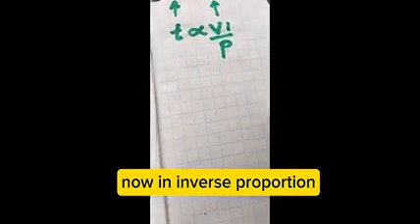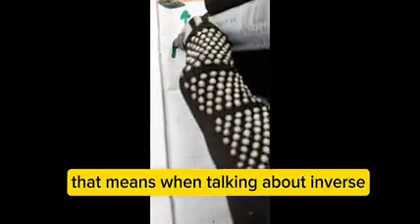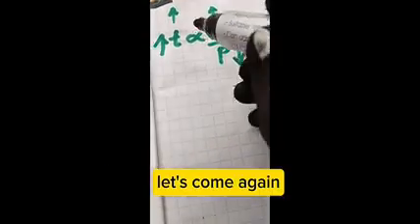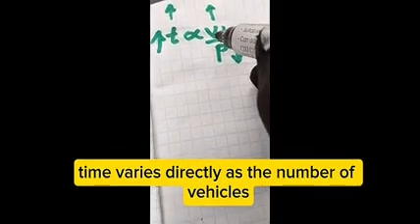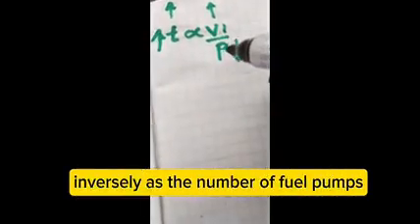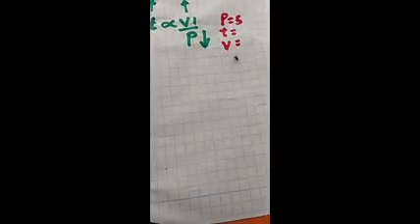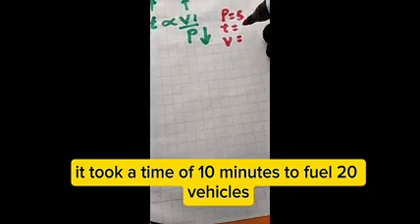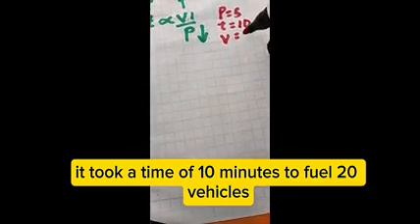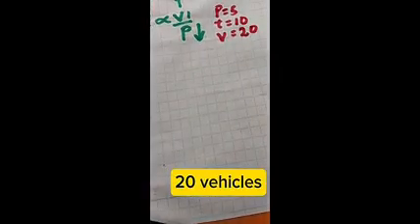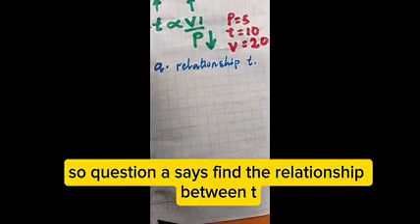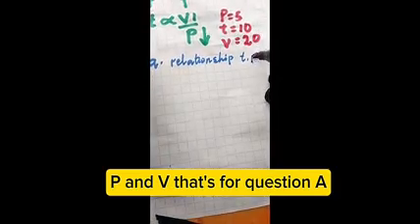Now in inverse proportion, when T increases, P would be seen to decrease. Let's come again. Time varies directly as the number of vehicles, but varies inversely as the number of fuel pumps. But then the question further says, in a station with 5 pumps, it took a time of 10 minutes to fuel 20 vehicles. So question A says find the relationship between T, P, and V. That's for question A.